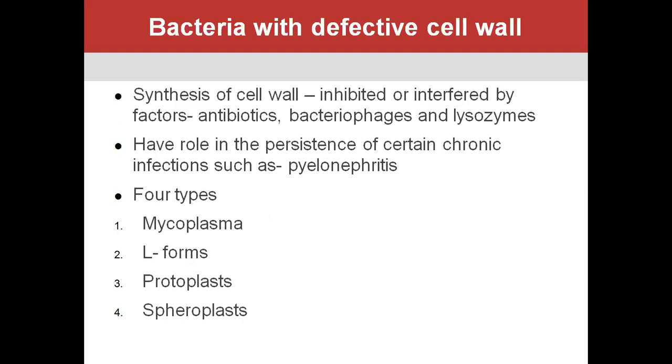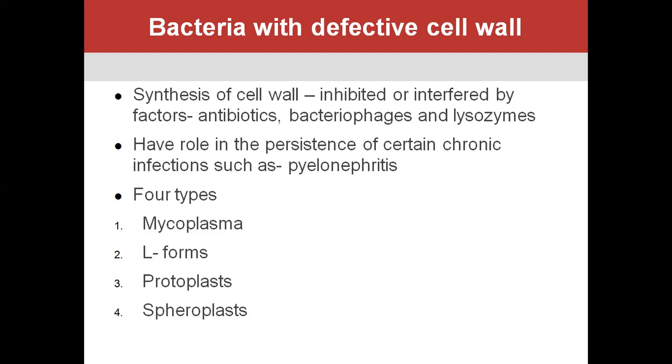Next, bacteria with a defective cell wall. The synthesis of the cell wall is inhibited or interfered with by different factors. What are those factors? Antibiotics, bacteriophages, and lysozyme. Lysozyme is normally present in the tissue fluids. What does lysozyme do? It lyses the susceptible bacteria by splitting the linkage of peptidoglycan in the cell wall. So lysozyme mainly acts upon the peptidoglycan of the cell wall.